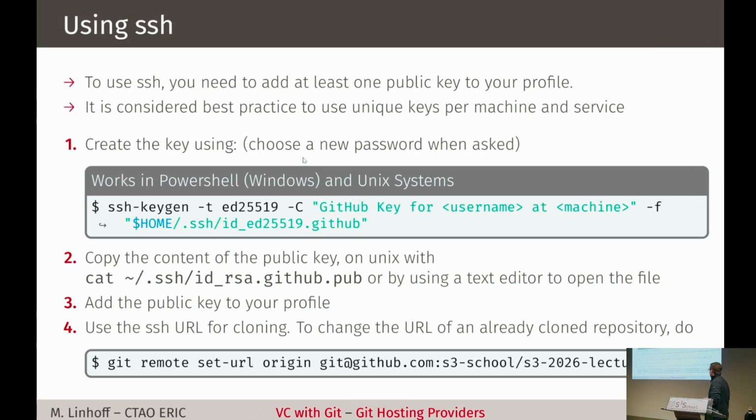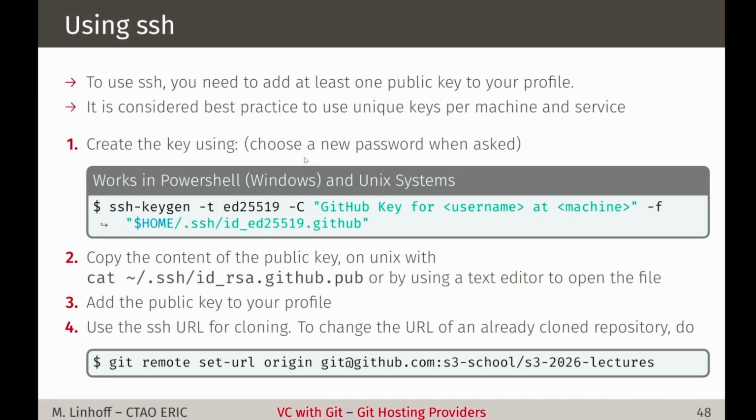And then the only thing you need to do is, instead of the HTTPS URL, you use the slightly different format of the URL for SSH. And if you already cloned it with HTTPS and you want to change it, you can use this command here: git remote set-url origin, and update the link.